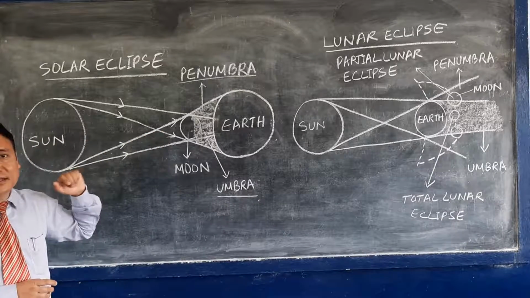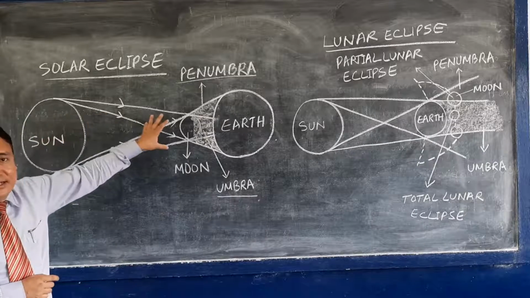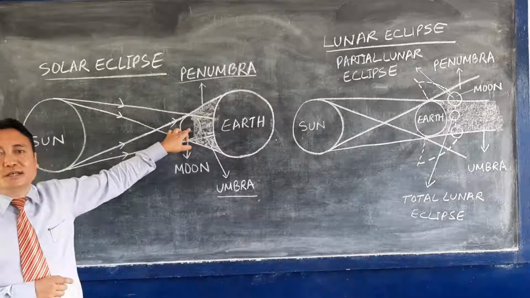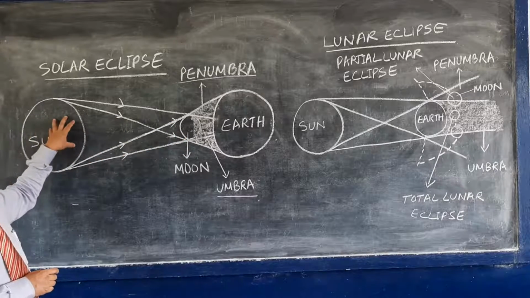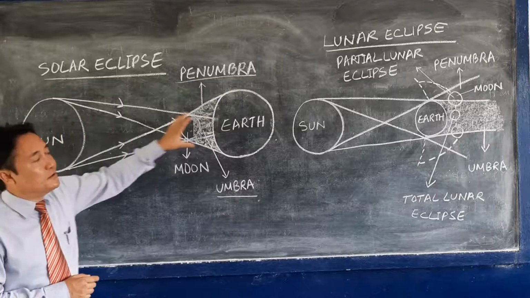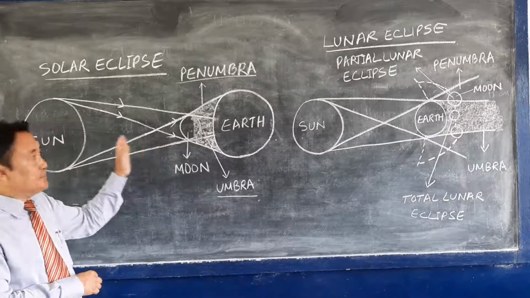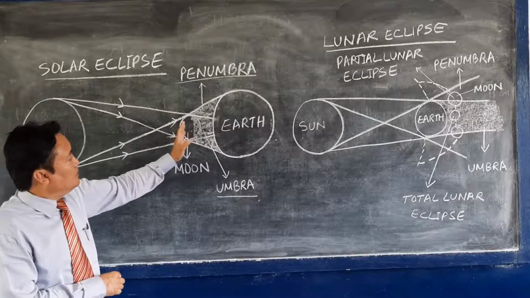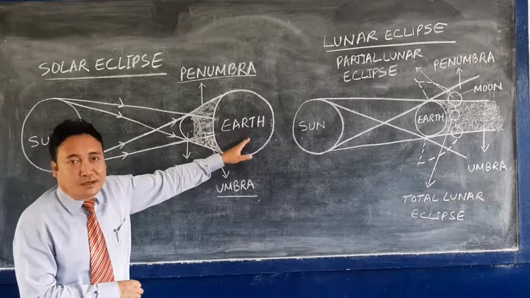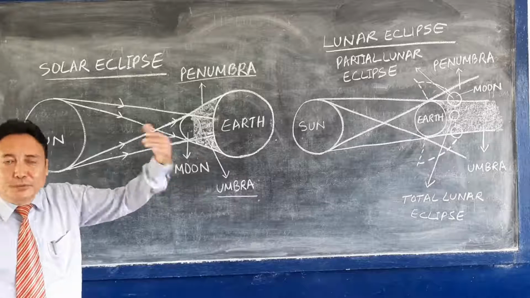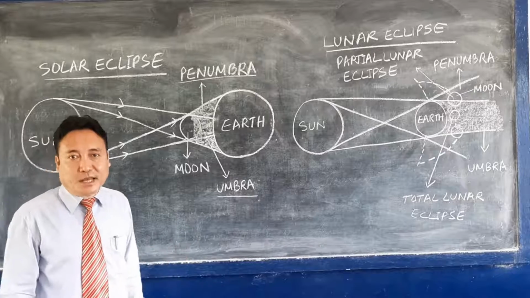Now how it happens is this: here is the sun, moon, and the earth. When the sun, moon, and earth lie on a straight line, the light given out by the sun falls on the moon. And since the moon is an opaque body, it will block the rays of light coming from the sun. The light cannot reach the earth because the moon has come in between the sun and the earth, and therefore the shadow of the moon will fall on the earth. When the moon's shadow falls on the earth, in some places people will observe a complete solar eclipse, or in other places a partial solar eclipse.